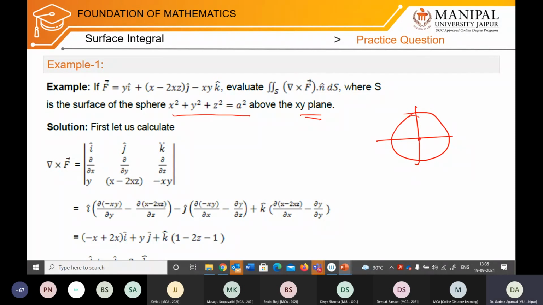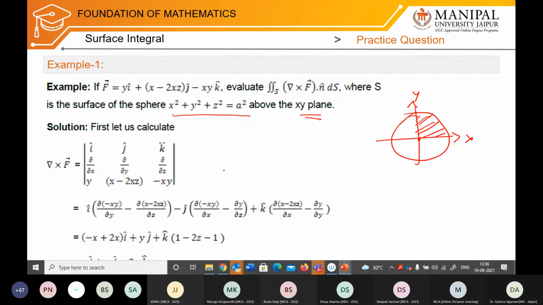Center is (0, 0, 0), a is the radius, and this one is the x-axis, this one is the y-axis, so this coordinate should be considered. I draw here this circle. Assume it in the 3D direction. Let's say we are discussing the ball. It is a sphere, a perfect example of a sphere.